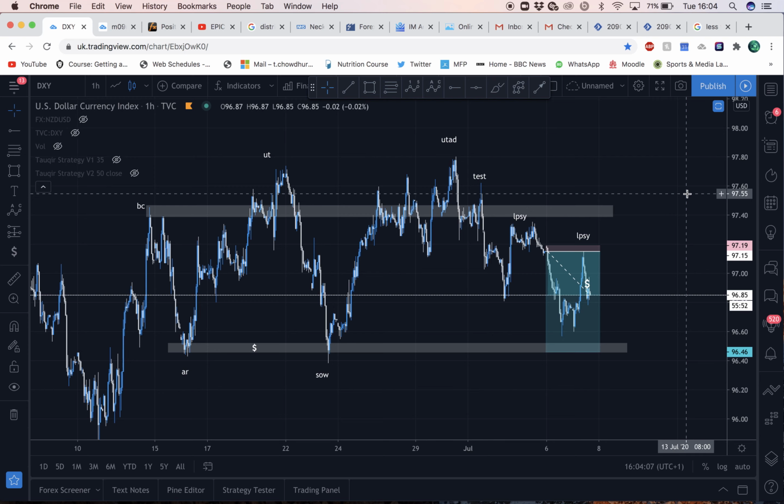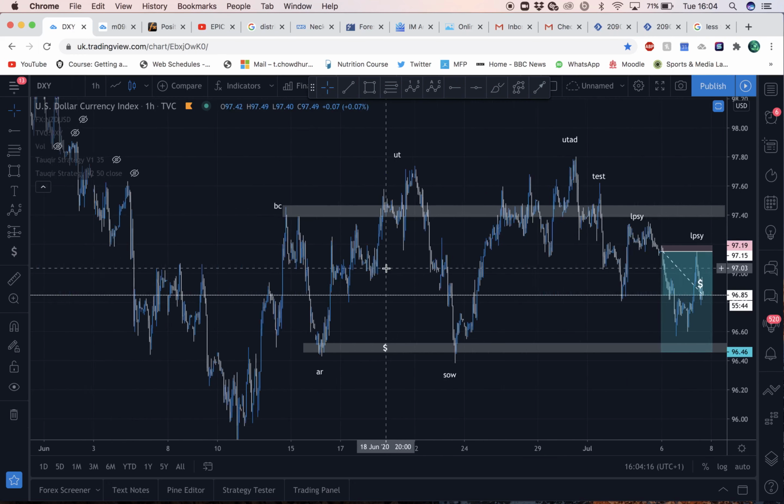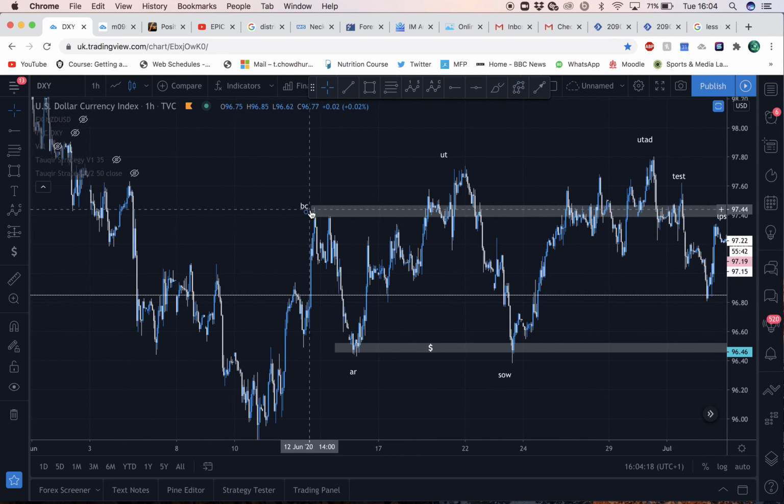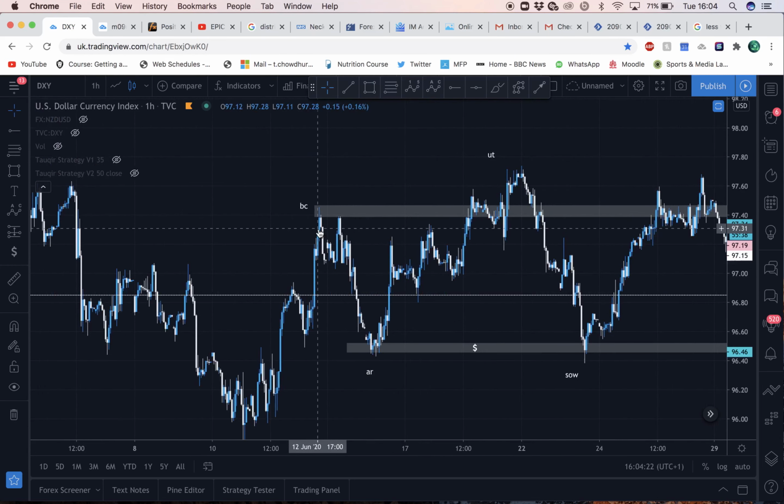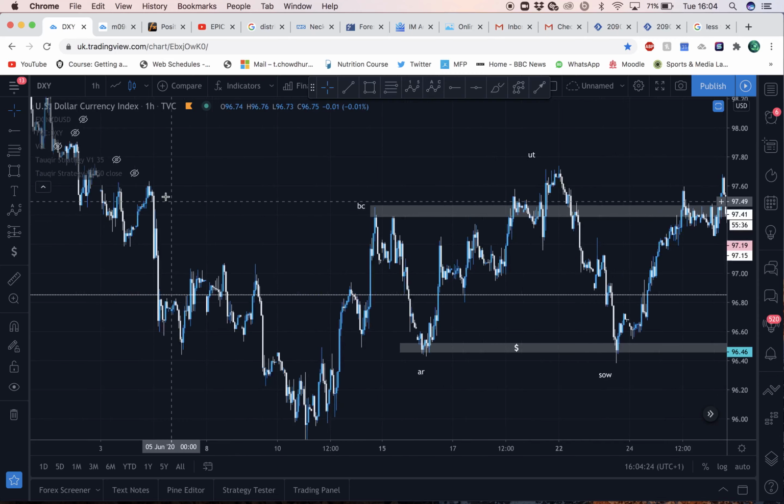What that means is, if we can analyze the DXY properly, we can look for trading opportunities within the dollar pairs. Check this out. I've got a nice little distribution schematic over here. We have our buying climax. How do I know that's the buying climax? This was the final sell to buy that led to a break of structure. As you can see, we had lower highs, lower lows, and then finally a higher high over here. Therefore, that is our buying climax.